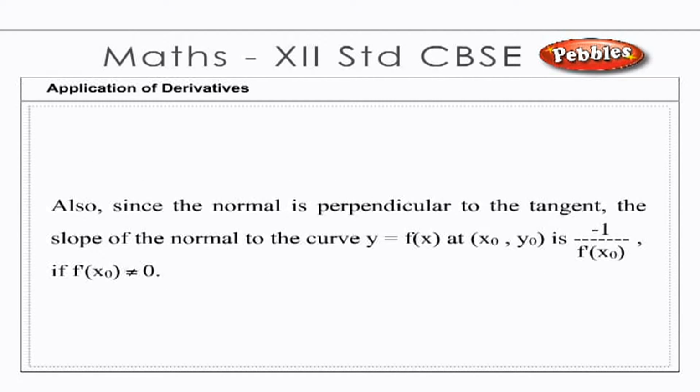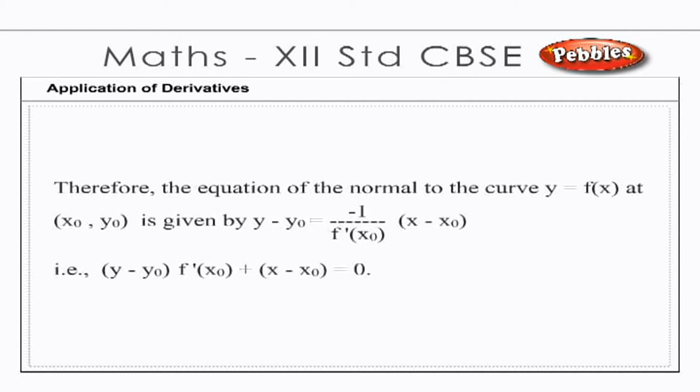Also, since the normal is perpendicular to the tangent, the slope of the normal to the curve y = f(x) at (x0, y0) is -1/f'(x0) if f'(x0) is not equal to 0. Therefore, the equation of the normal to the curve y = f(x) at (x0, y0) is given by y - y0 = -1/f'(x0) (x - x0), that is (y - y0) f'(x0) + (x - x0) = 0.